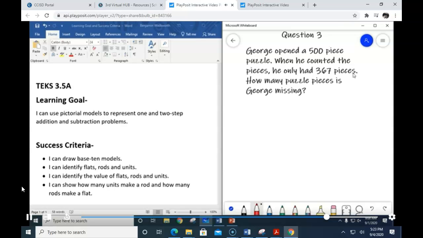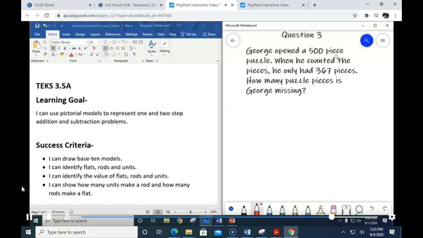So we're looking for how many he doesn't have, or how many he's missing. So I see this as a subtraction problem, because in order for me to find out how many more pieces he needs to complete the 500-piece puzzle, we need to subtract what we already have to find out what we don't have, okay?